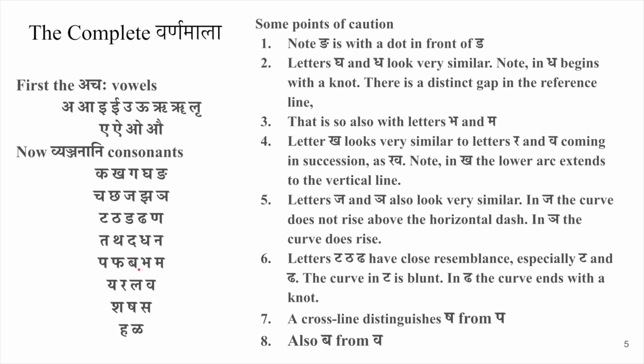Similar is the case with the two letters bh and m. Bh also starts with a knot, and hence there is a gap on the reference line. M starts blunt, directly from the reference line. So that is how we should keep in mind writing bh distinctly different from m. We should leave that gap on the reference line and we should start bh with a knot.